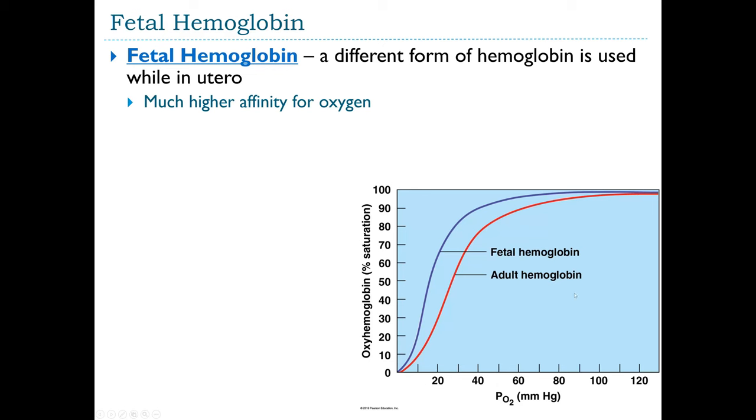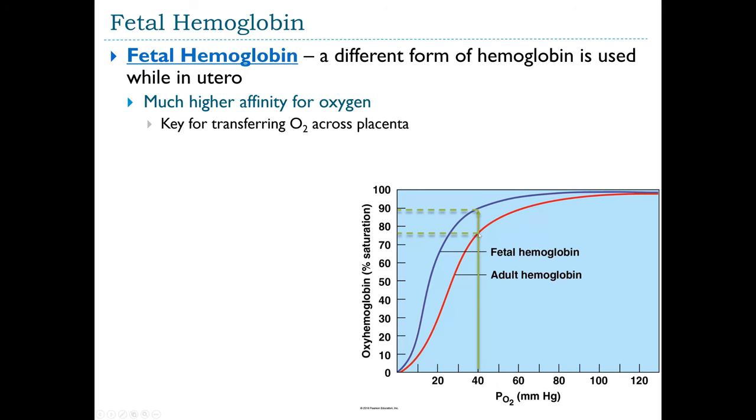So here's another saturation curve. The adult hemoglobin is in red. The fetal hemoglobin is in blue. So again, if we look at a partial pressure of 40 millimeters mercury of oxygen, if we take the line and go straight up, we can see that the adult hemoglobin in the red line has about a 75% saturation, just as we looked at before. But the fetal hemoglobin has close to a 90% saturation. That means the fetal hemoglobin wants to bind to the oxygen more readily than the adult hemoglobin.